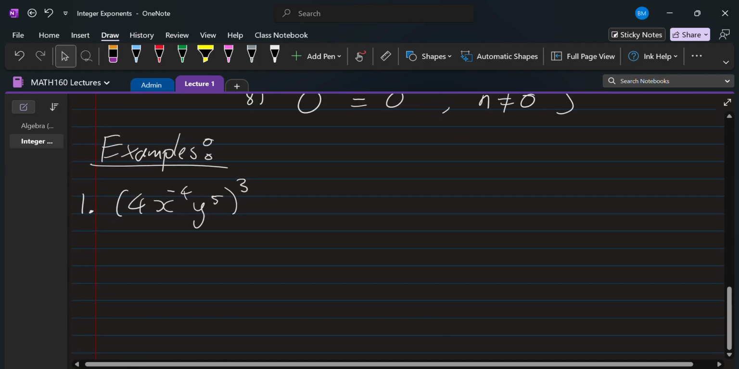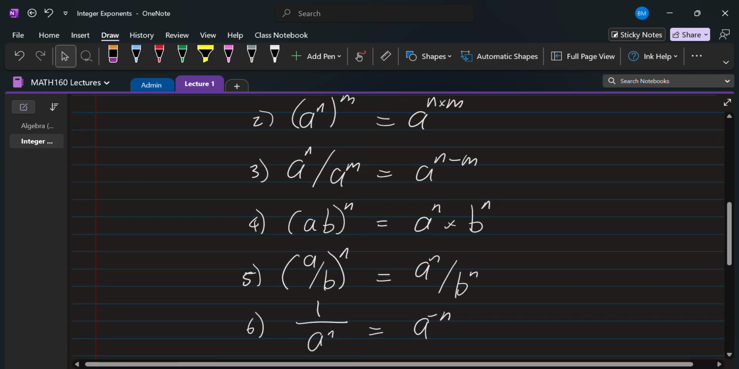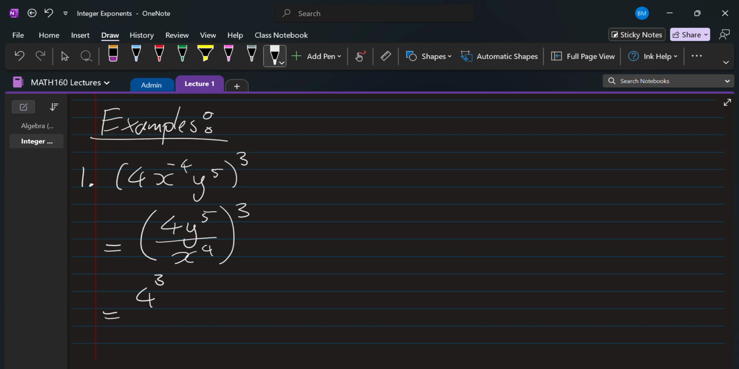Also, I can see there's an x to the minus 4. Negative exponents, how do we deal with that? We go back here. That's number 6. So individually, we can see what's going on. Let's put it all together. So the first thing I'm going to do is put the x at the bottom, because of the negative exponent. So that's going to be 4y to the 5 over x to the 4, all cubed. So negative exponents, those are all gone. Lastly, the 3 on the outside, we can distribute inside, and we can use number 5 for that. We can just distribute it.